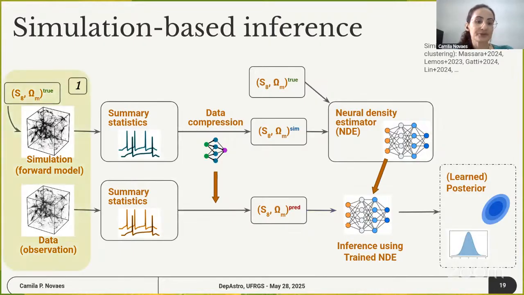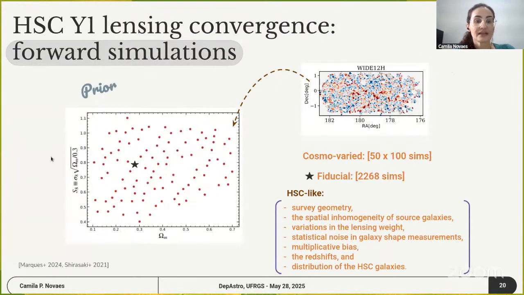So let's start with the simulation. As I mentioned, we need many simulations, as much as we can. Here we are considering 100 different pairs of cosmological parameters. And so for each of these red dots representing a pair of parameters, we have 50 realizations, 50 simulations of the 6 patches of the HSC year 1 data.